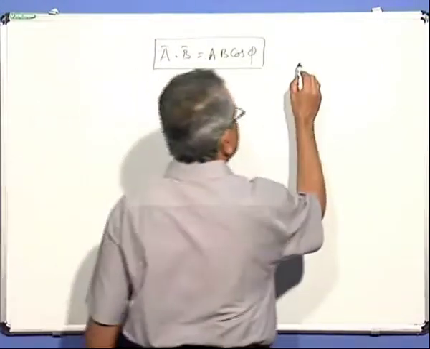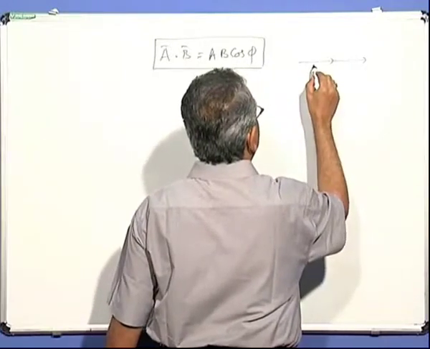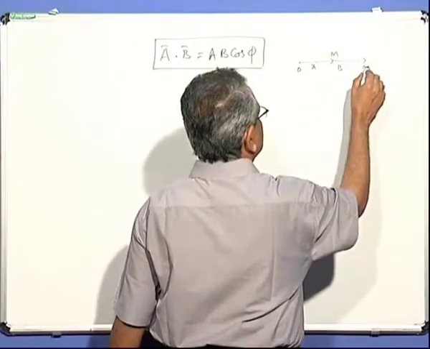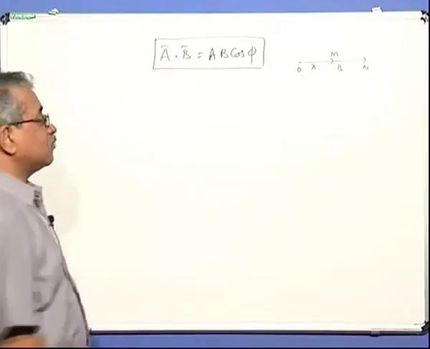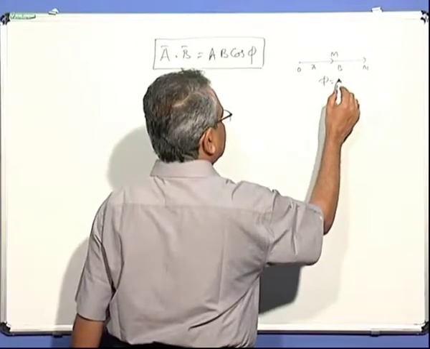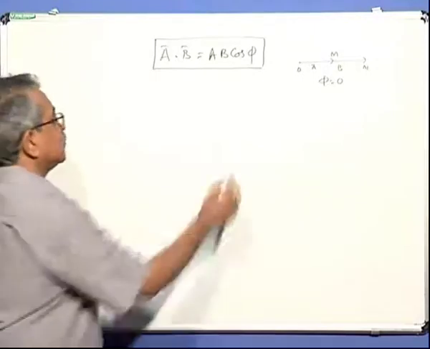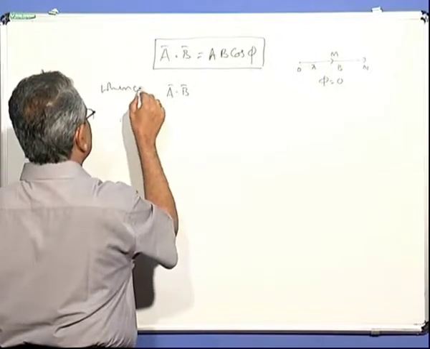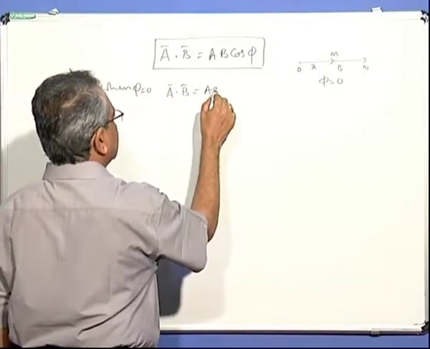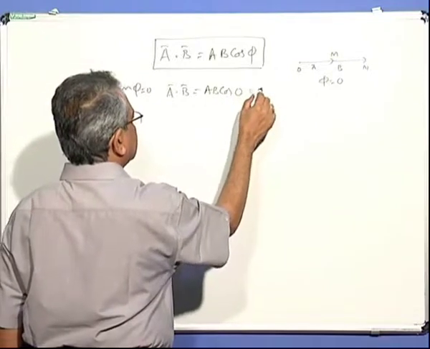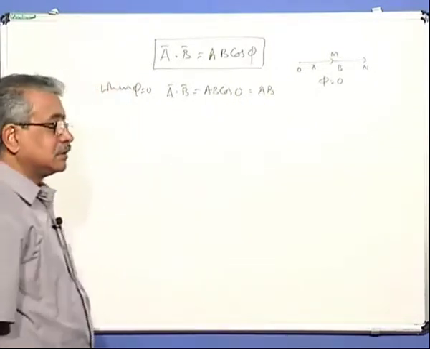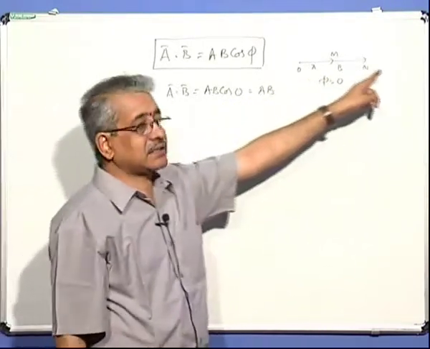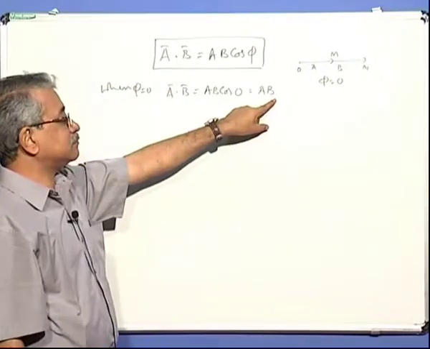Suppose the vectors are in the same direction. A is in the same direction, B also is in the same direction. So, both are in the same direction. Then what will be the angle phi here? It becomes equal to 0. When phi is 0, see what happens. It becomes A B cos 0, that is A B, because cos 0 is 1. That is simply the magnitudes multiplied here. So, when the two vectors are in the same direction, the dot product is given by A B.